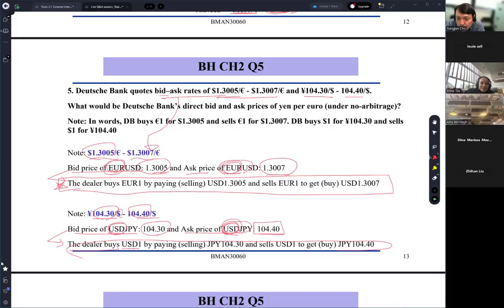So given those sets of ask and bid prices, what would be Deutsche Bank's direct bid and ask price of the yen per euro under no arbitrage? So we are supposed to use these conditions. In fact, we learned this in class.